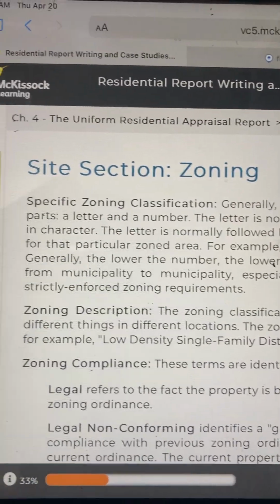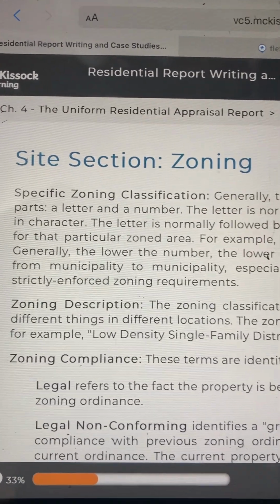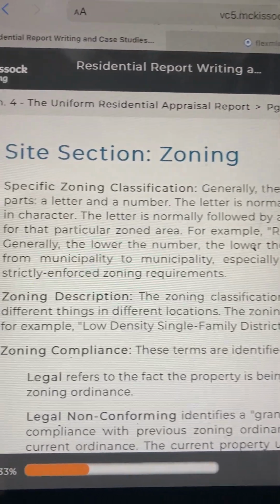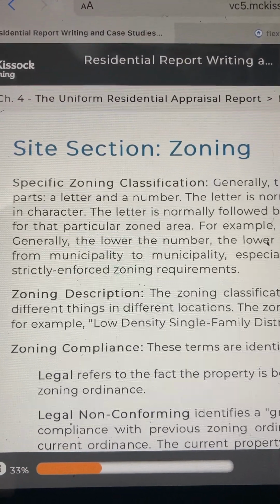Residential Report Writing and Case Studies. Chapter 4, the Uniform Residential Appraisal Report, page 23. Site Section, Zoning.